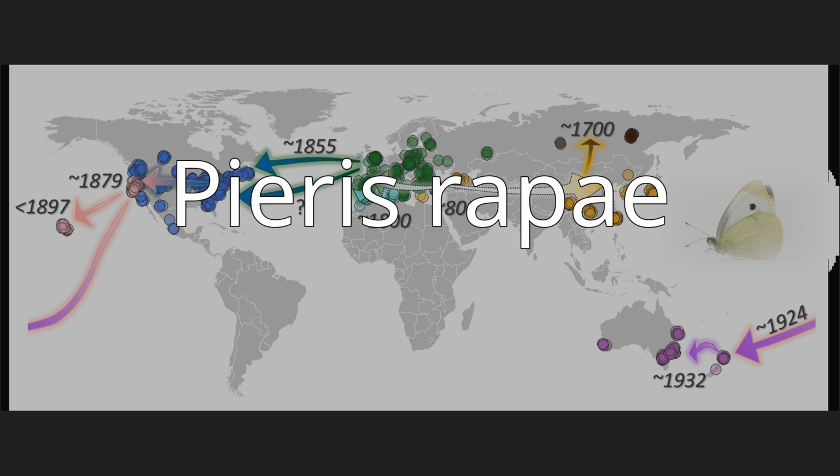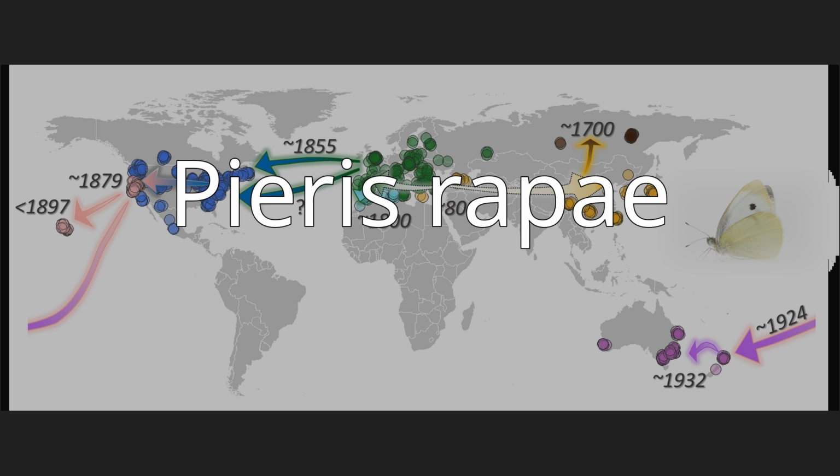Pieris rapae. Pieris rapae is a small to medium-sized butterfly species of the whites and yellows family Pieridae. It is known in Europe as the small white. The butterfly is recognizable by its white color with small black dots on its wings, and it can be distinguished from P. brassicae by the smaller size and lack of the black band at the tip of their forewings.